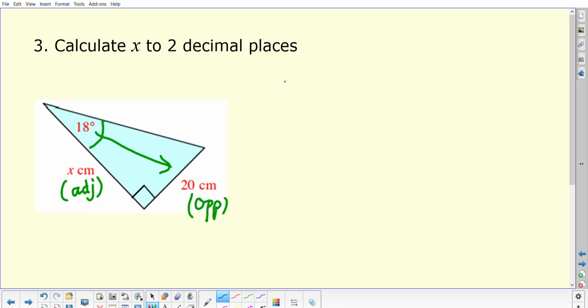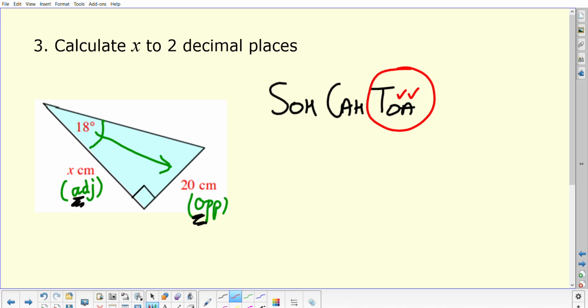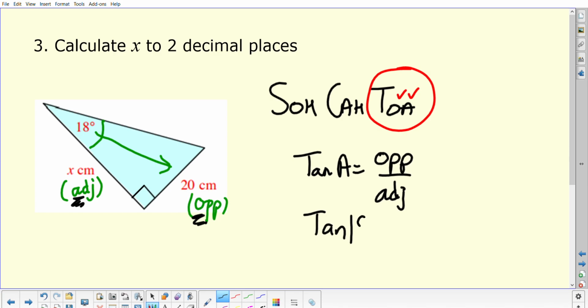So when I write down my SOHCAHTOA to see which two sides are being used here, we're looking at O for opposite, A for adjacent. So the one that's using opposite and adjacent would be the tan ratio. So you'd be doing tan of the angle equals opposite over adjacent, filling in your numbers. So this time you are back to having an angle size. So we've got tan 18 equals, my opposite is 20 and my adjacent is x.